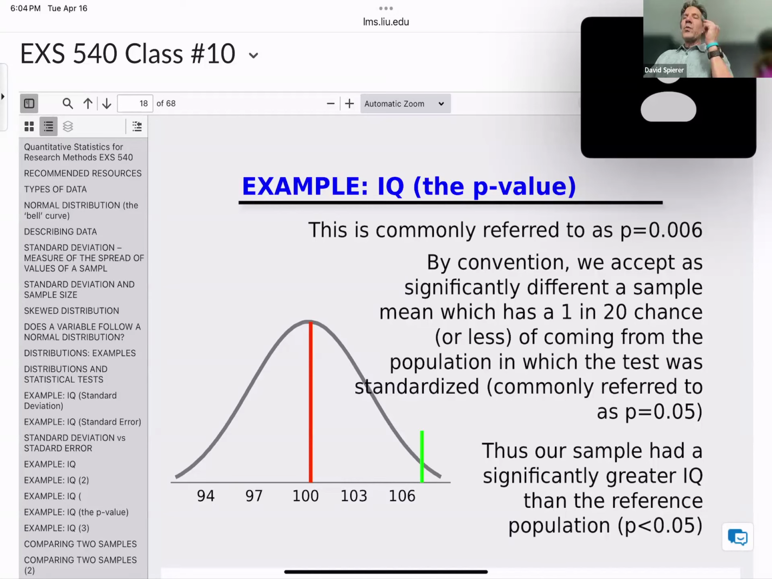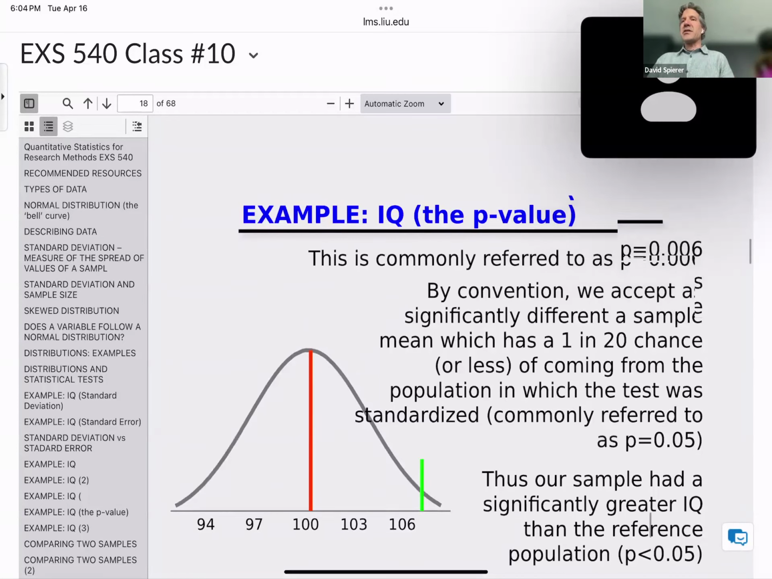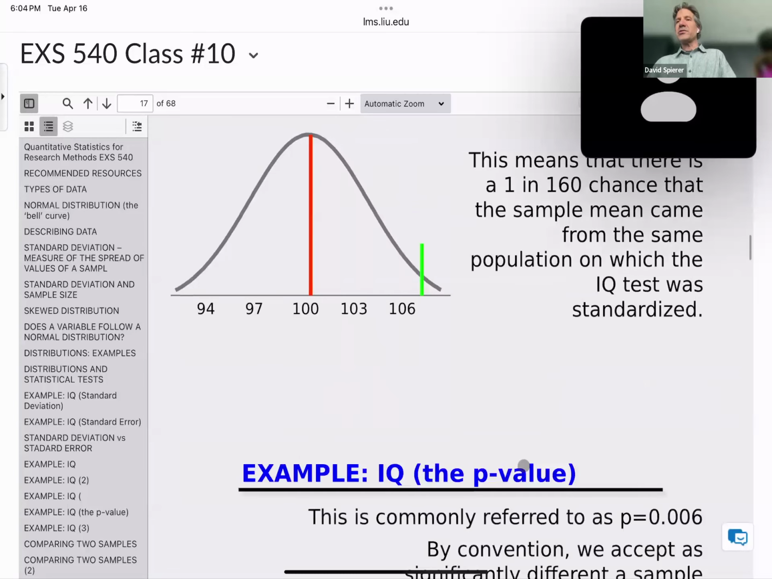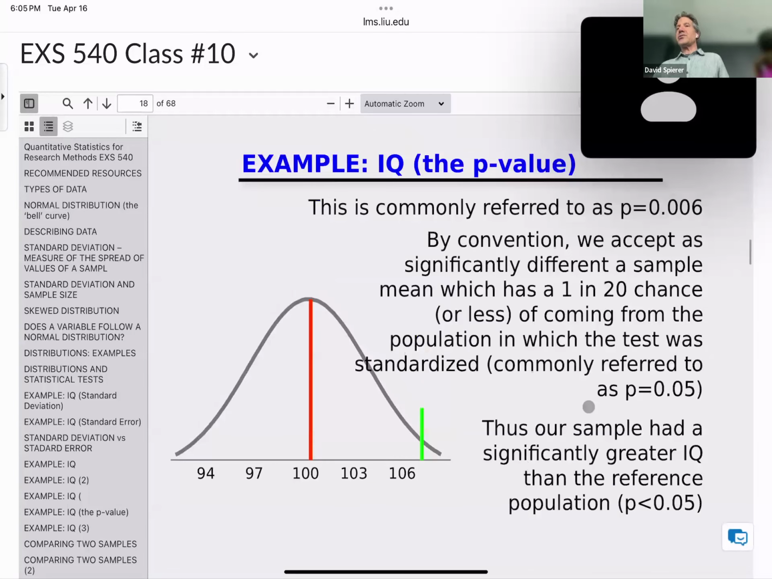So when we're looking at the p-value, in this case, we said, based on this calculation, there's a 1 in 160 chance that these 25 people would score an average of an IQ score here. So that means it's 0.006. That's the ratio. And what does that equate to? That equates to a p-value of 0.006. So is that less than 0.05?